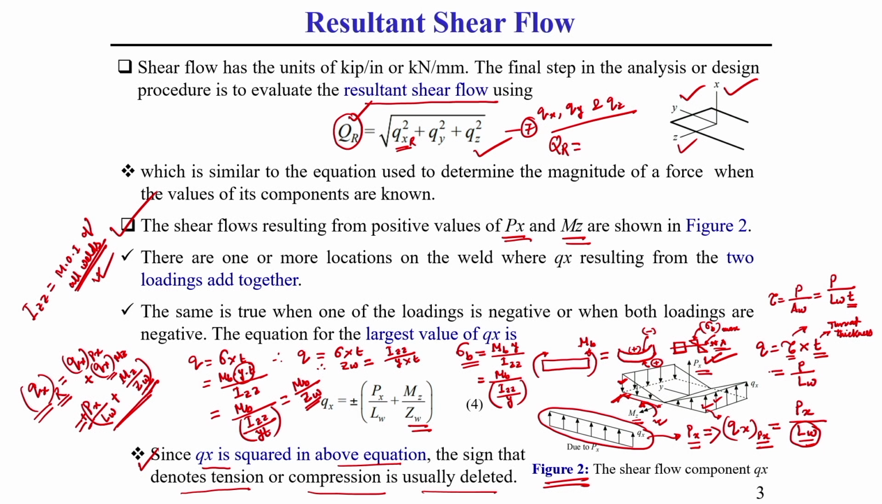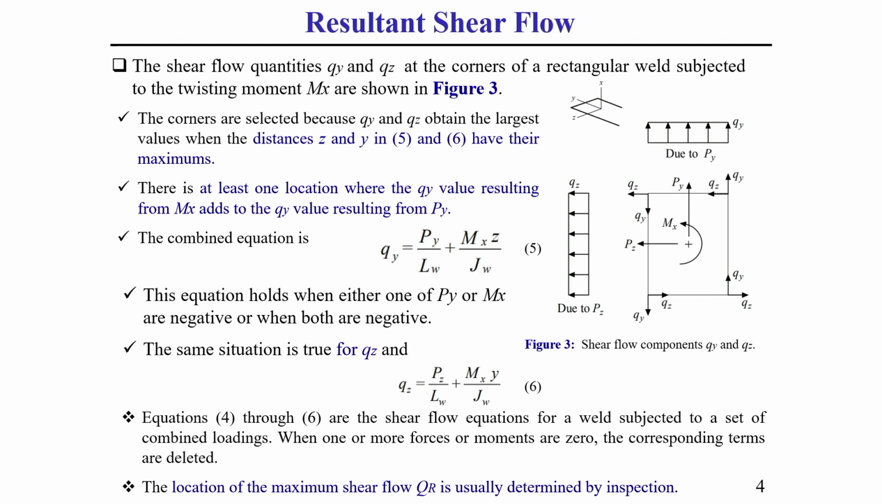Now, how to find out Qy resultant and Qz resultant, that also you need to know. So, for finding out these things, let us consider a rectangular cross section weld. You see, this is the weld line, and this is the fillet thickness or throat thickness, you can say, at the periphery of this rectangle.